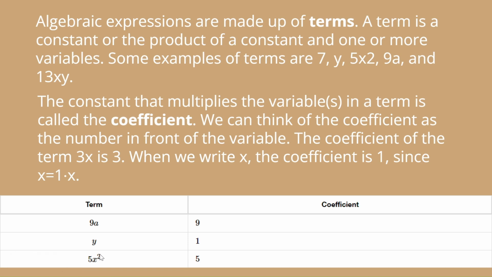The constant that multiplies the variables in a term is called the coefficient. We can think of the coefficient as the number in front of the variable. The coefficient of the term 3x is 3. And when we write x, the coefficient is 1, since x equals 1 times x. So in the table below, you can see that for the term 9a, the coefficient is 9. Term y, coefficient 1. Term 5x, the coefficient is 5.